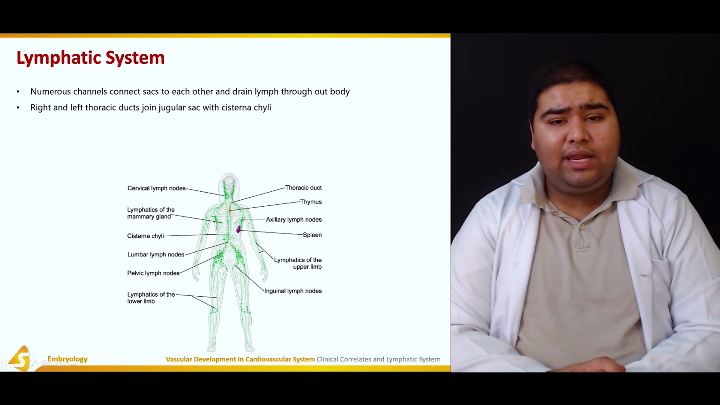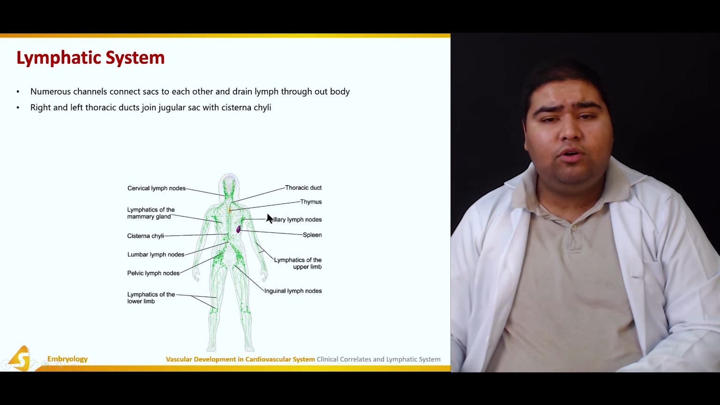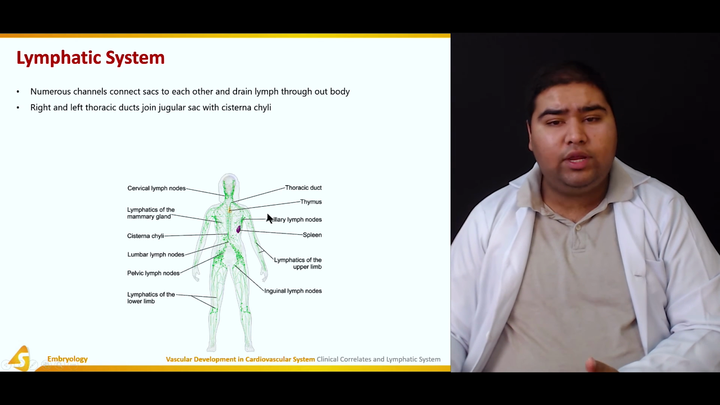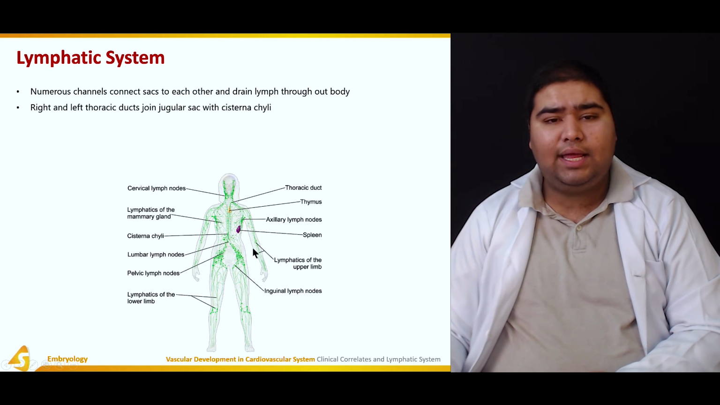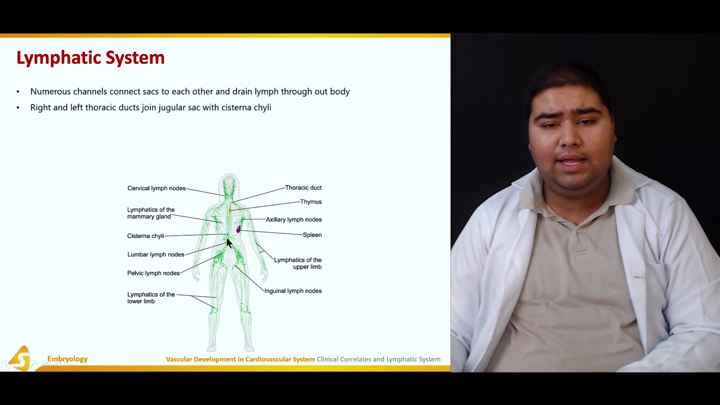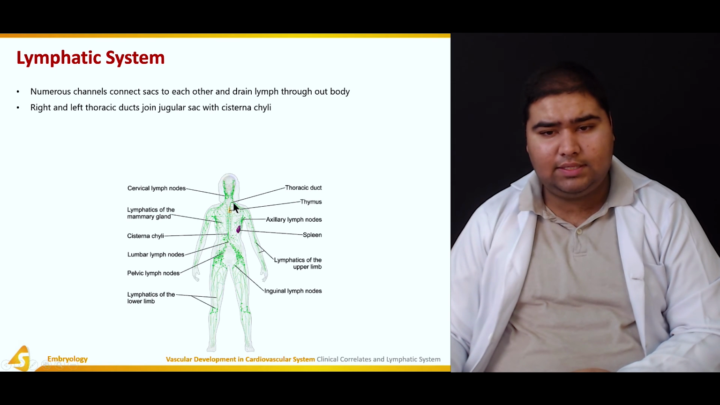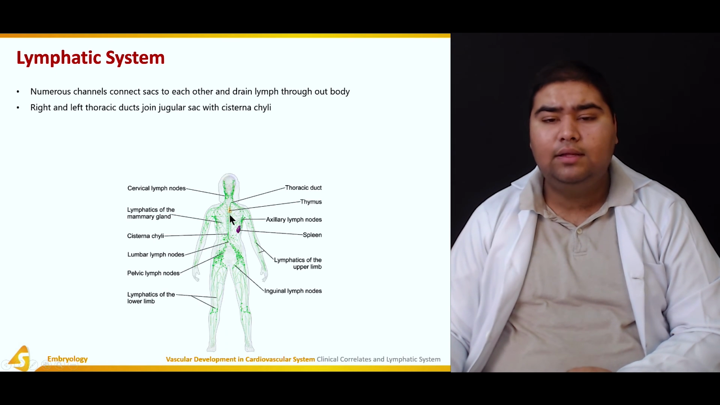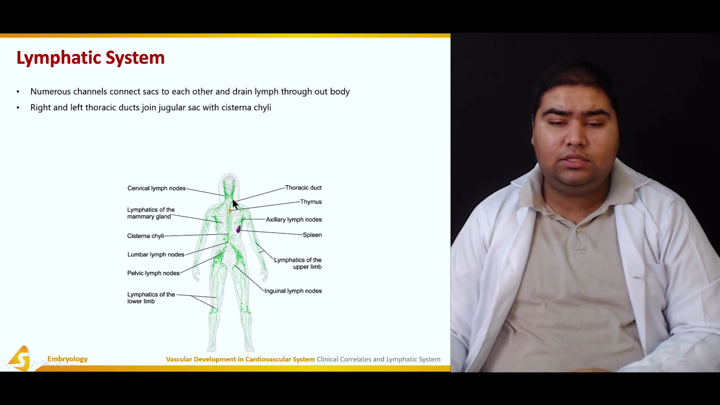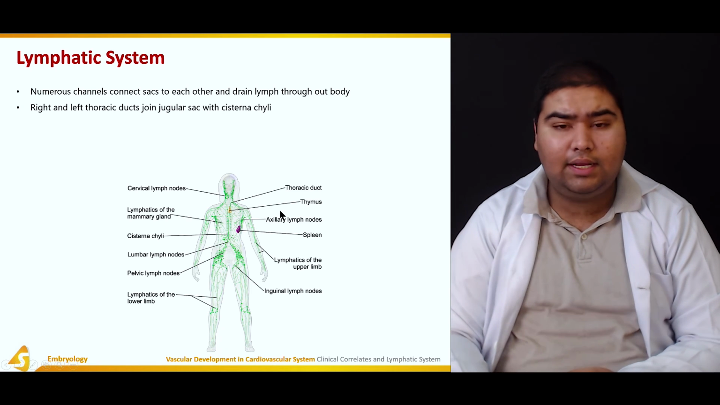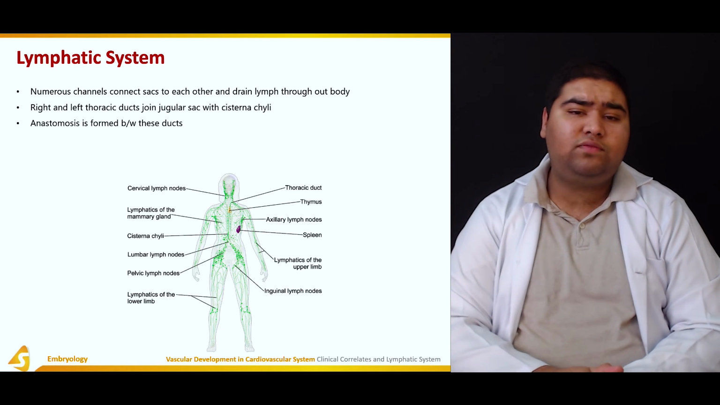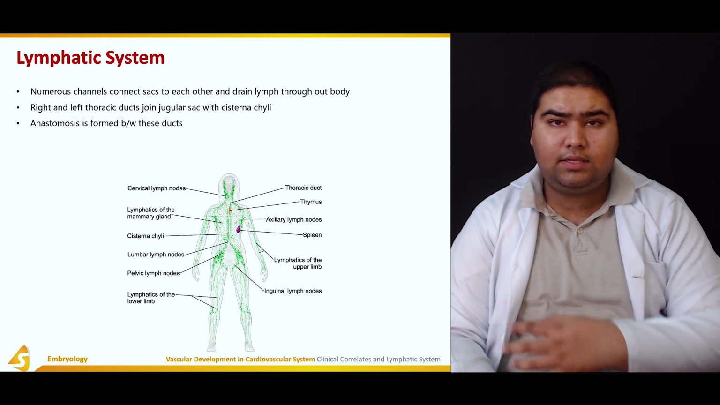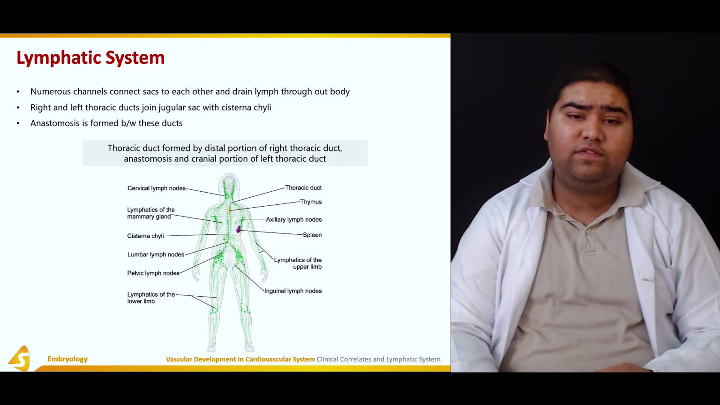The right and left thoracic ducts join the jugular sac with the cisterna chyli. So this is the jugular sac, this is the cisterna chyli, and they are being joined with the help of the right thoracic duct and the left thoracic duct. Here you can see the thoracic duct joining the jugular lymphatic sacs with the cisterna chyli. Anastomosis is formed between these ducts. It's obvious these ducts are linked to each other with a lot of anastomosis.